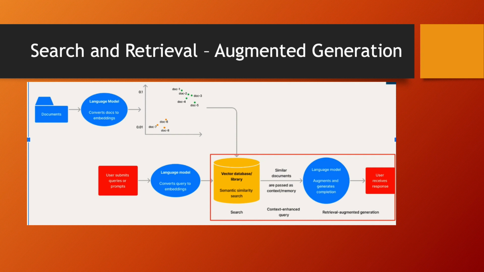So here is a diagram which depicts the whole pipeline for search and retrieval augmented generation, also called RAG. On the top left-hand side, we can see a bunch of documents. They feed into the language model, and the language model creates embeddings, which are stored in vector databases or libraries. Then the user submits queries as prompts. The language model converts that query to embeddings. Then it consults vector databases to get relevant context or similar documents, which are passed as context. And then the language model augments and generates the completion, that is the user response.